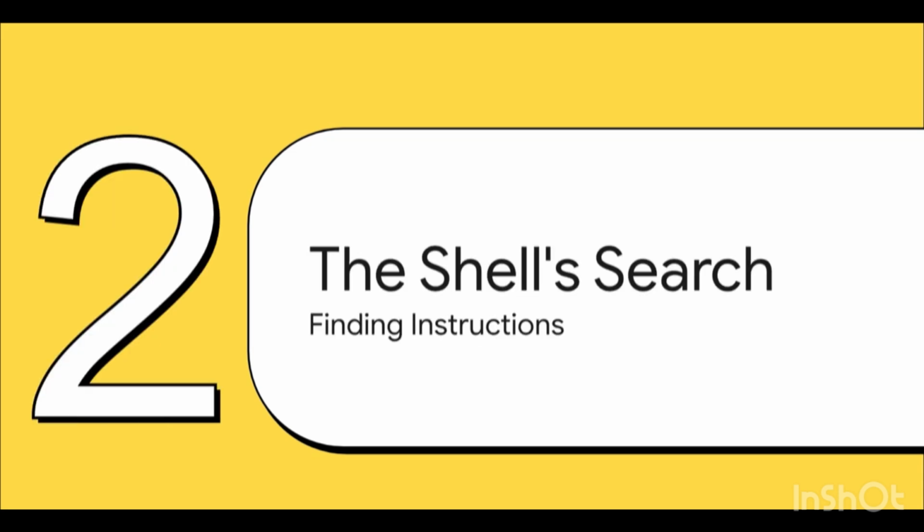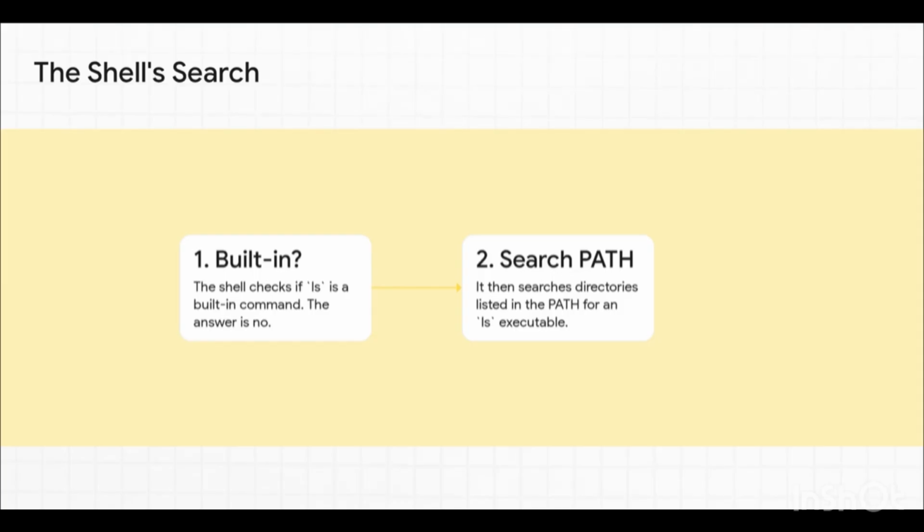So the first character in our story is the shell itself. Think of it as the interpreter, the front desk manager. Its main job is to take our input, ls, and figure out where the actual instructions for that program live on the computer. And it has a very specific, logical way of doing this. So the shell has this little checklist it runs through. First, it asks itself, hey, is ls one of my special built-in commands? A command that I handle internally, like cd for changing directories. For ls, the answer is a big nope. So it immediately moves on to step 2.